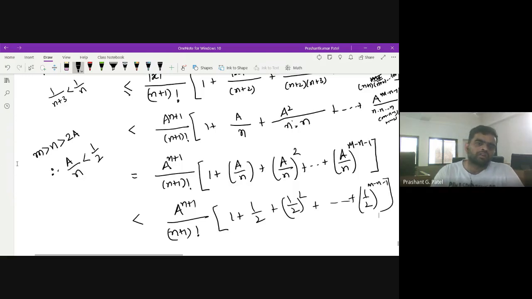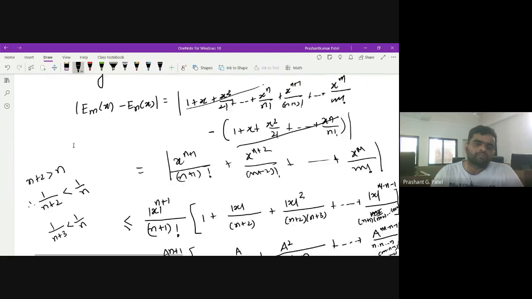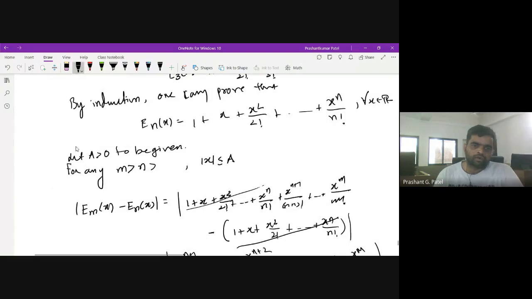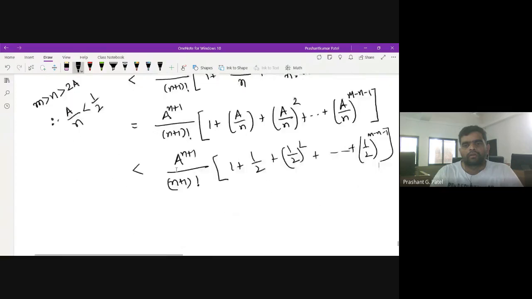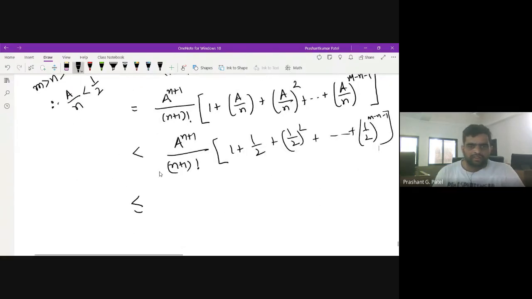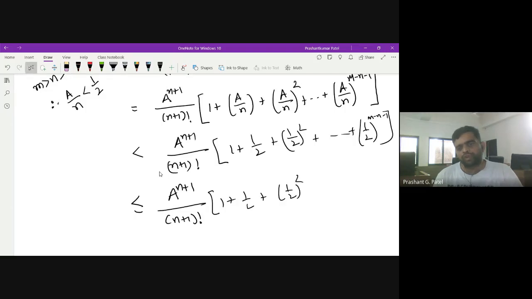So what is the condition I have taken? I have taken that m greater than n greater than mod a. So that I can write down for all these values we have here. We can say this is still less than or equal to a power n plus 1 upon n plus 1 factorial. Why only finite terms? I can add more terms into that, that is 1 by 2 plus 1 by 2 square up to so on 1 by 2 power m minus n minus 1 plus the next term up to so on.